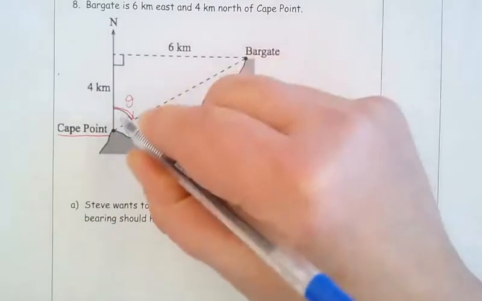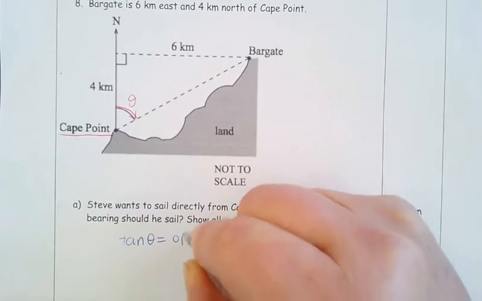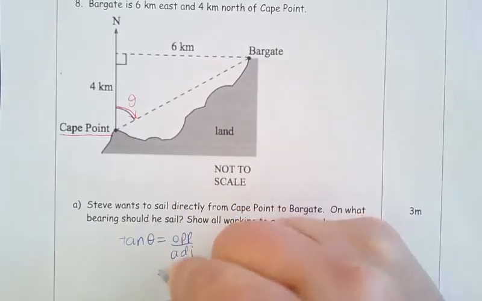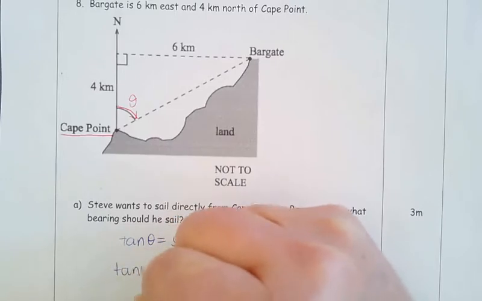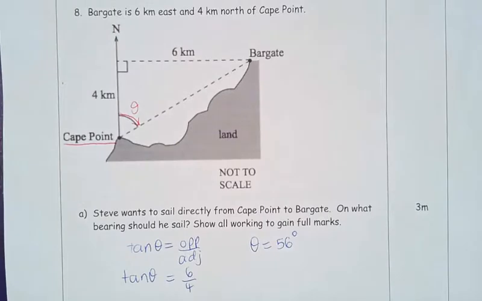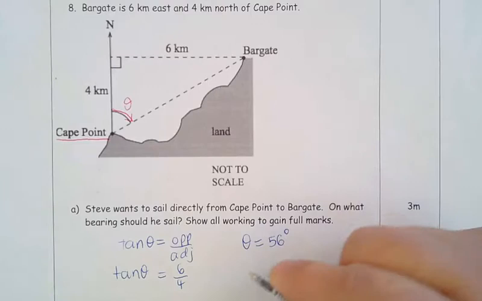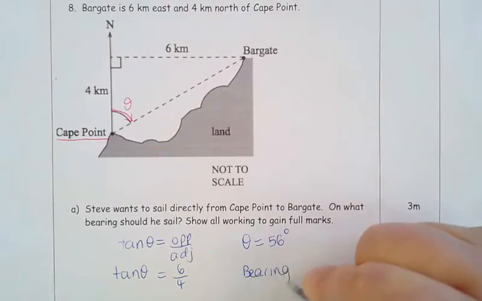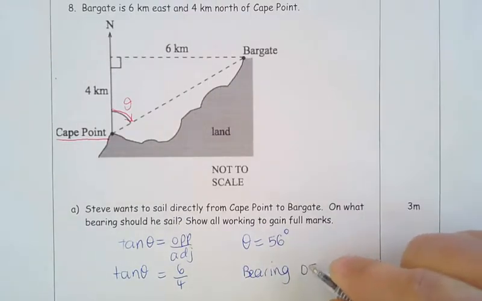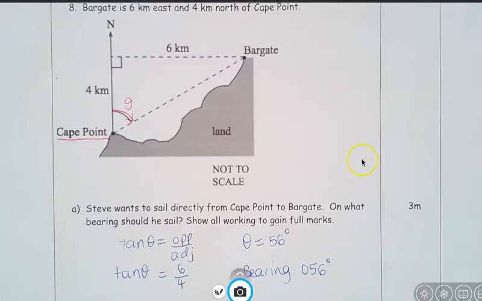Here you would just use some trigonometry. Tan theta is opposite over adjacent, which is 6 on 4. And most of you were able to do that. So what did we get for that one, girls? So ladies, we're getting 56 degrees, to the nearest degree. But when you write the bearing, it's always a 3-figure bearing. So you have to write anything less than 100 with a 0 in front of it. So the bearing is 056 degrees from Cape Point to Bargate.